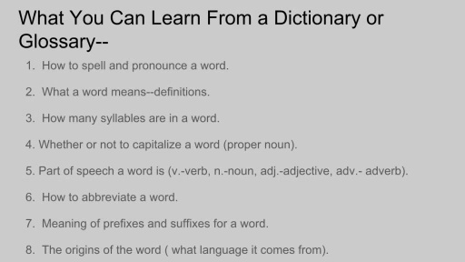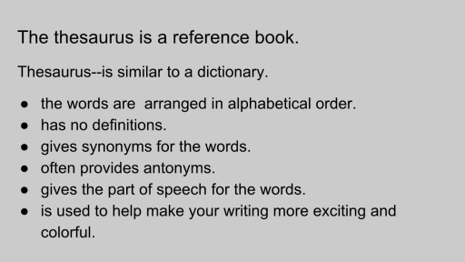What can you learn from a dictionary or a glossary? Number 1, how to spell and how to pronounce the words. Number 2, what a word means, the definitions. Number 3, how many syllables are in a word. Number 4, whether or not to capitalize a word, whether it's a proper noun. Number 5, the part of speech a word is, such as verb, noun, adjective, or adverb. Number 6, how to abbreviate a word. Number 7, the meaning of prefixes and suffixes for a word. And 8, the origins of the word, what language it comes from.